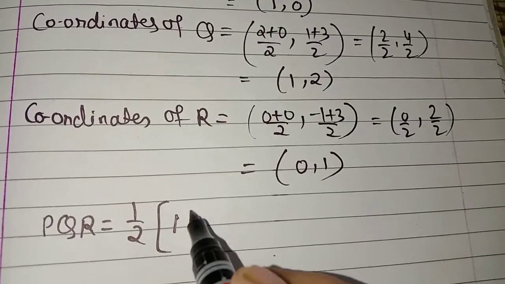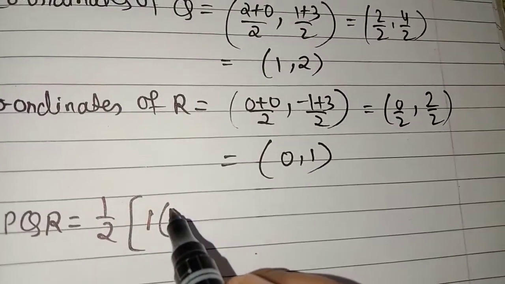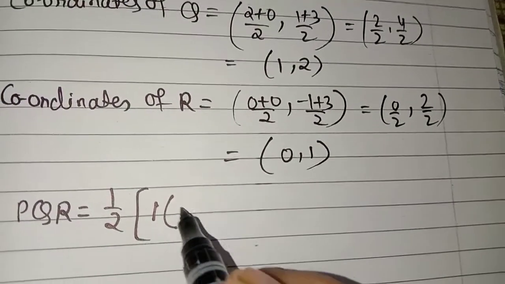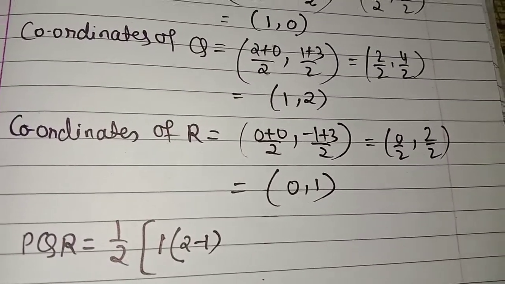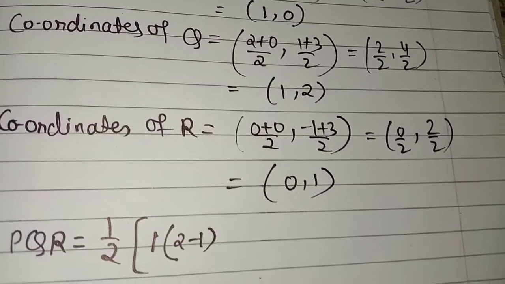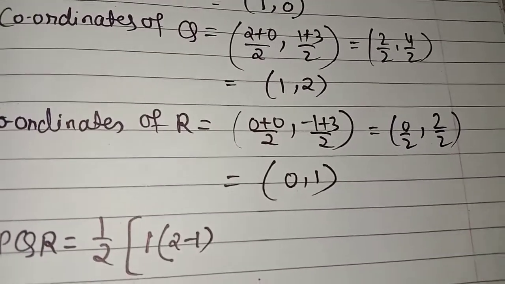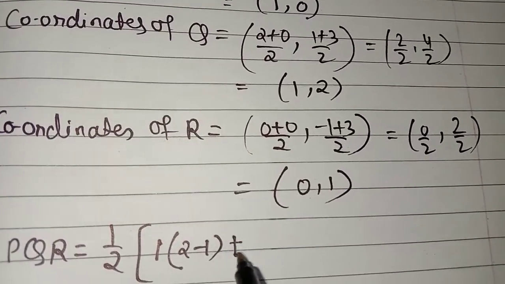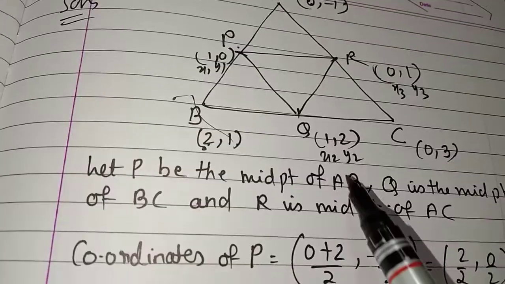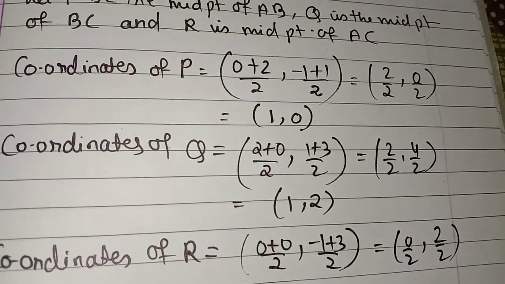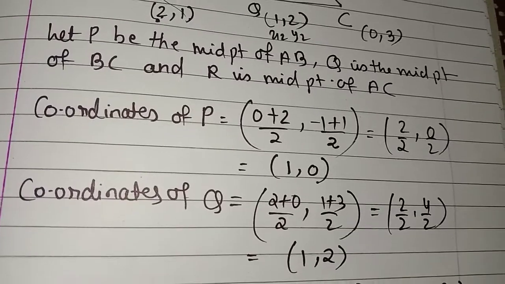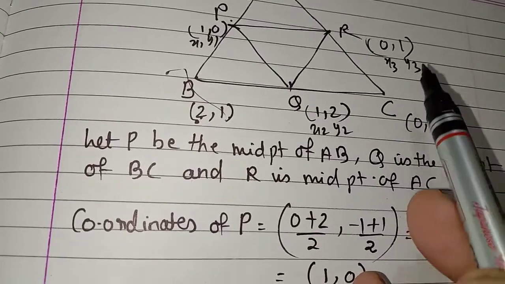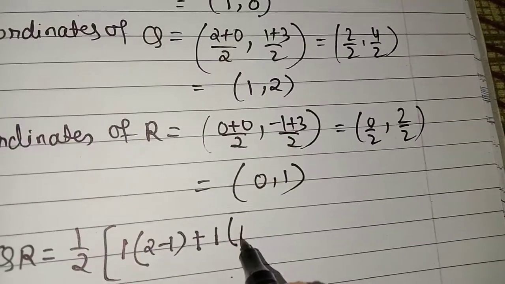Now I will write here half x1. x1 is 1, then into y2 minus y3. It is y2 minus y3. Okay. Then x2. Can you see here? x2 is 1. Then what I will write? I will write here y3 minus y1. Can you see? y3 minus y1. It is 1 minus 0.